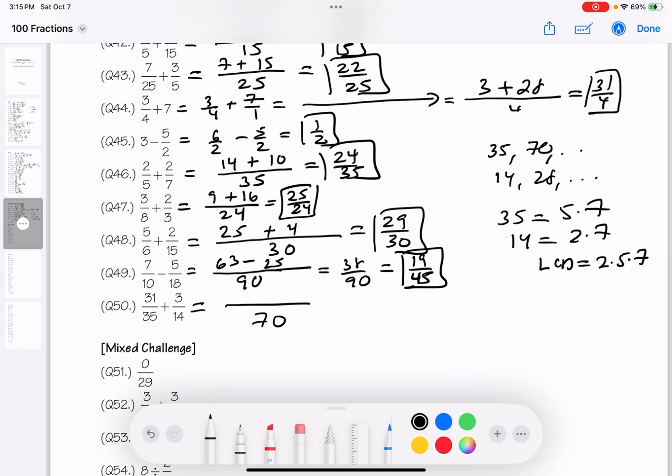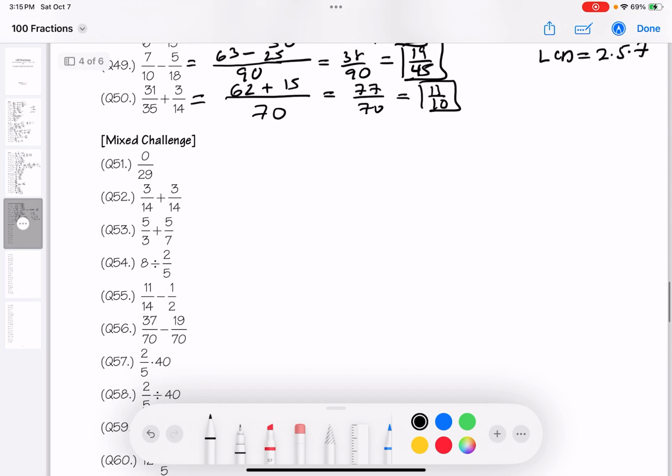And then what do you get? Well, what times 35 is 70 is 2, so you get 62. And then plus, and what times 14 would be 70? That would be 5. That would be 50 and 20, which is 70. 5 times 3 is 15. What do you get over here? You're going to get 77 over 70, which reduces. What do you get? 11 tenths. I'm dividing by 7, top and bottom, or canceling the factors. The factor 7 is common between top and bottom.